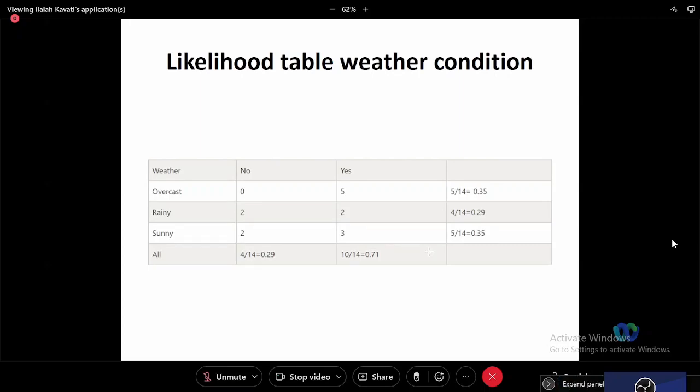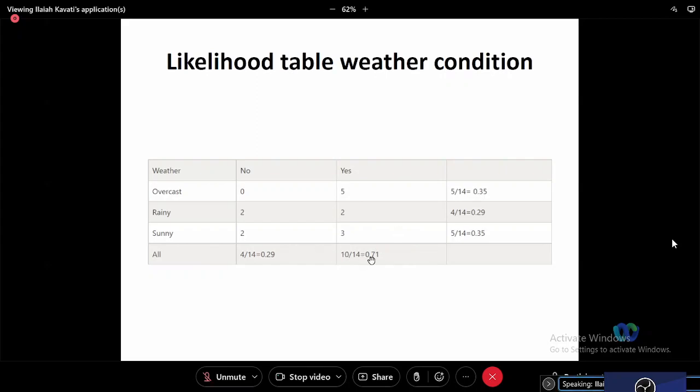So this is a probability. You can see here if there is overcast, every time play was there. 5 situations. So that is this table. Now, among all these situations, there was no play for 4 days out of 14 days. So the probability of no play is 0.29, and for yes it is 0.71, right?